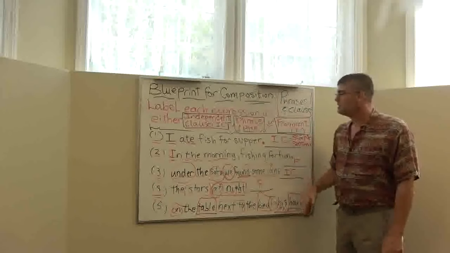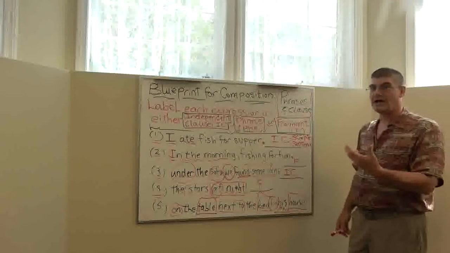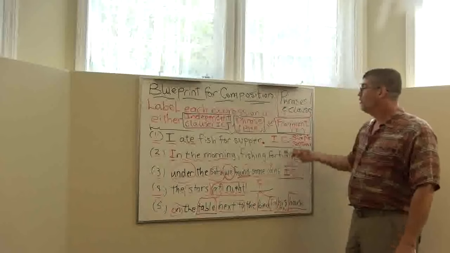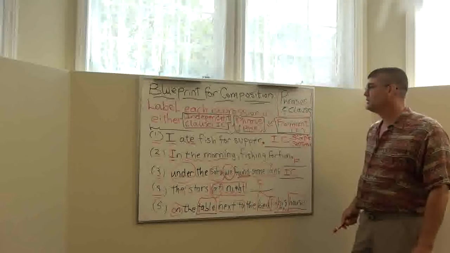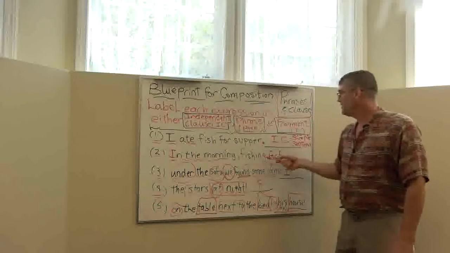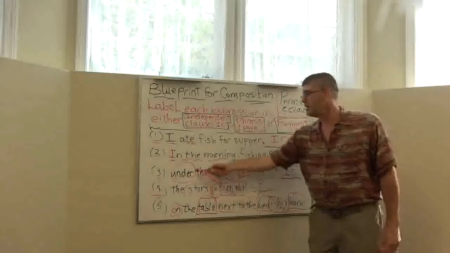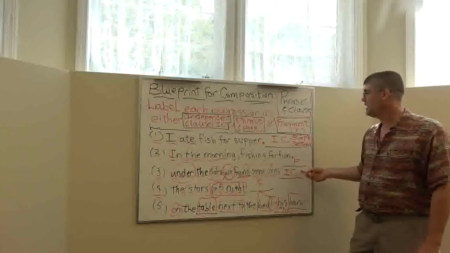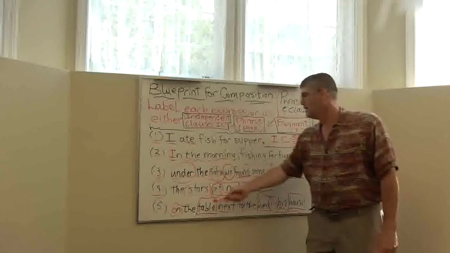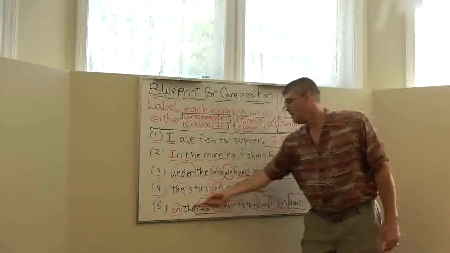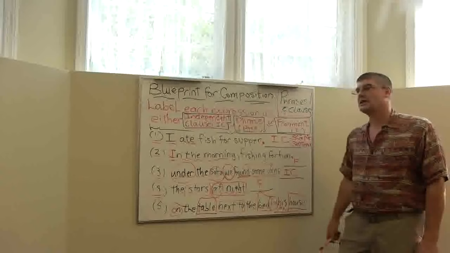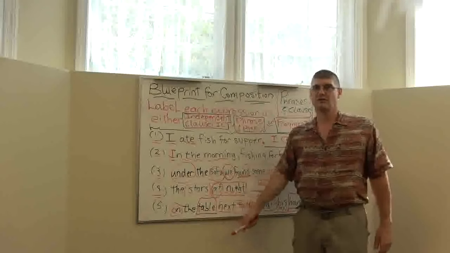So if I was doing this exercise, that is how I would go about analyzing the reasons for my choices. 1, independent clause or simple sentence. 2, in the morning fishing for fun, fragment. 3, under the sofa we found some coins, independent clause or simple sentence. 4, the stars at night, fragment. 5, on the table next to the bed, in his house. These are all phrases.